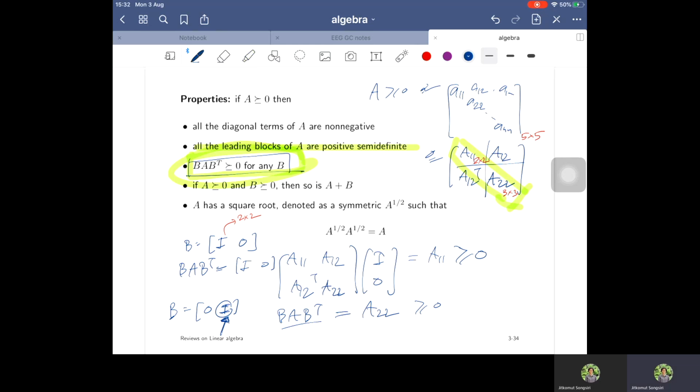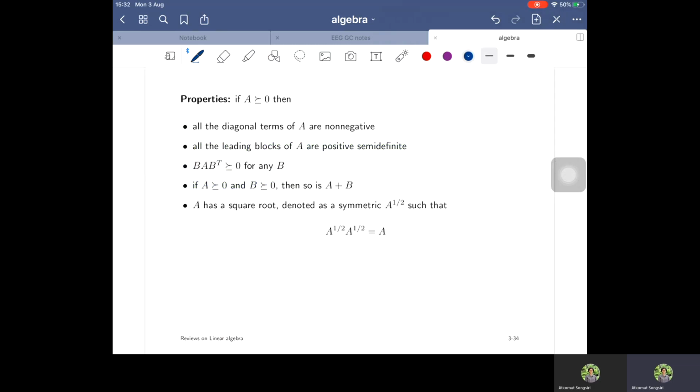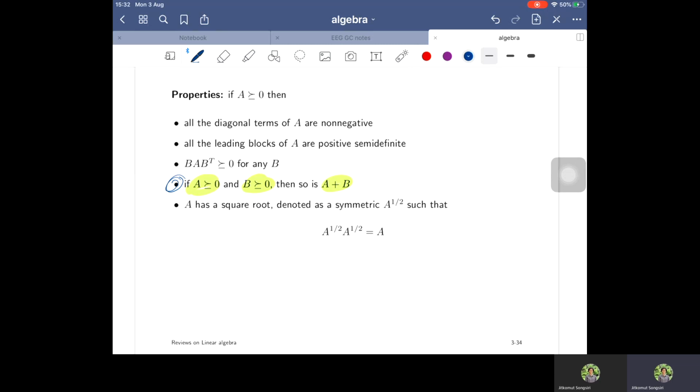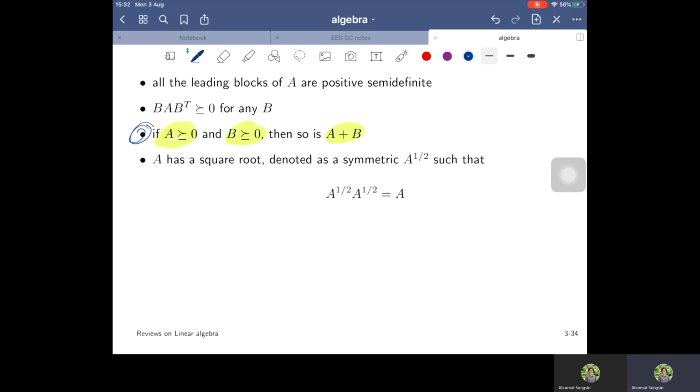And of course, when you talk about the leading blocks, a special case is that the diagonal terms of A are all non-negative. Next, if you have two positive semi-definite matrices, the sum is also positive semi-definite. This is not hard at all. I'm not going to prove it. I hope you can verify this fact yourself. Let's take a look at the last one.